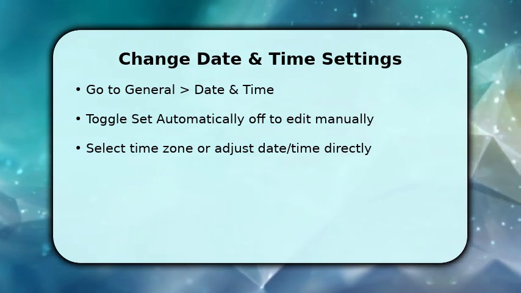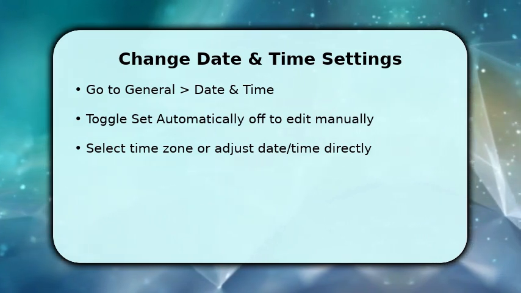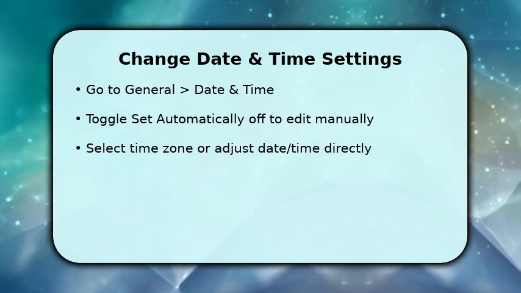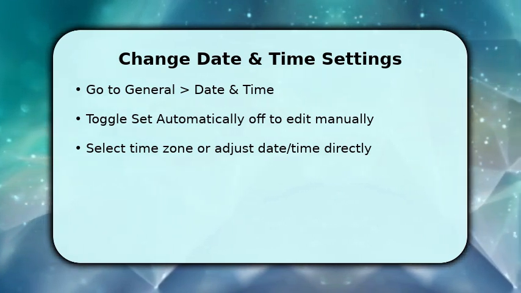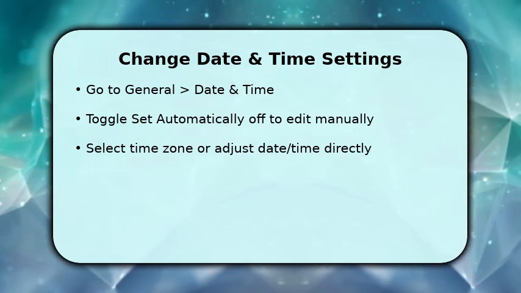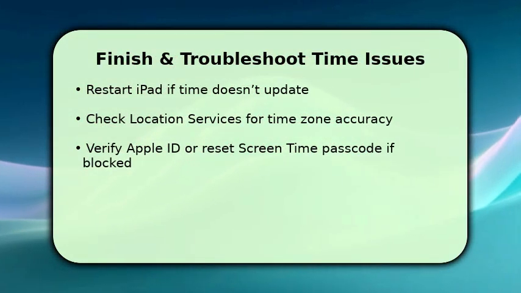Choose the correct time zone first, because changing zone adjusts all events, then set the time. Make sure the 24-hour setting is how you prefer it, and double-check scheduled alarms and calendar entries after changes. Once done, exit settings and confirm the home screen clock matches your expectation. If it's off, restart the iPad to force a refresh.